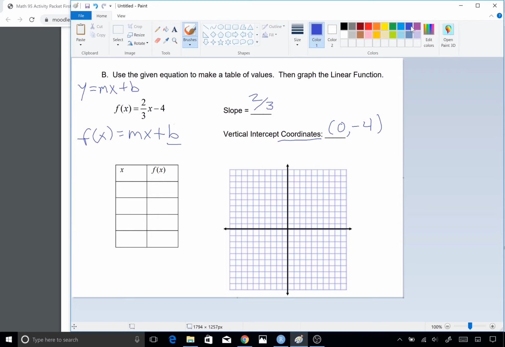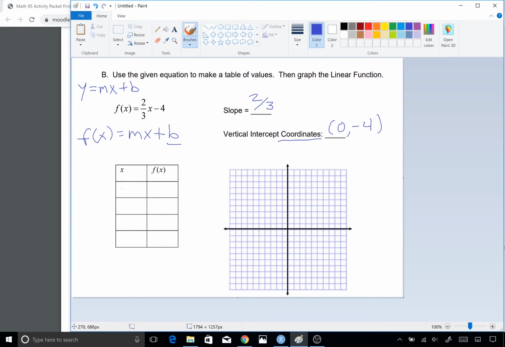To plot a function, we need to find some points. They're asking for 4 points here, but notice that to graph a line, you really only ever need 2 points. You plot 2 points and connect them. We can choose whatever we want for x because that's the independent variable. We have to multiply our slope, which is 2/3 here, by x, so it will be easier to choose x values that are divisible by 3.